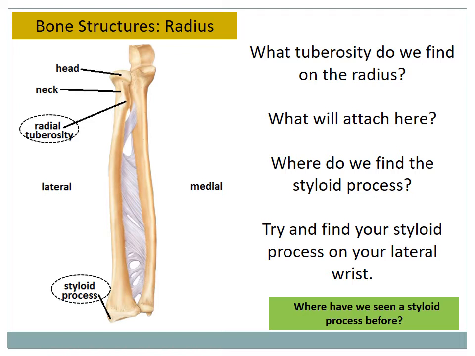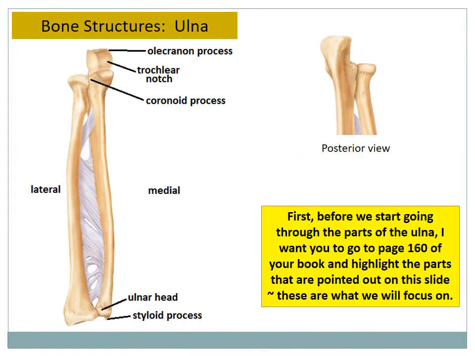Okay. Where have we seen a styloid process before? So remember that temporal bone up in your head? Remember that spiky little styloid process? So there, that is there. Yep, so we have a styloid process in our temporal bone, and we also have one in our radius. Now we're going to be taking a look at the ulna here. So again, before going through the parts of the ulna, go ahead and go to page 160, highlight the parts that are pointed out on the slide. This is what we're going to focus on.